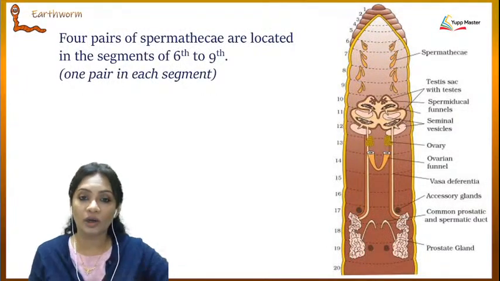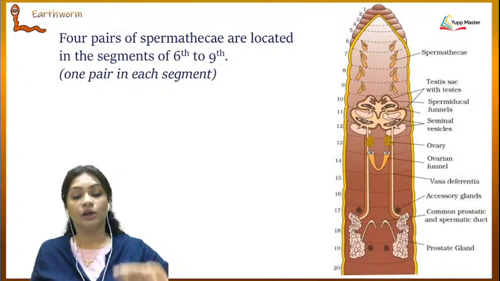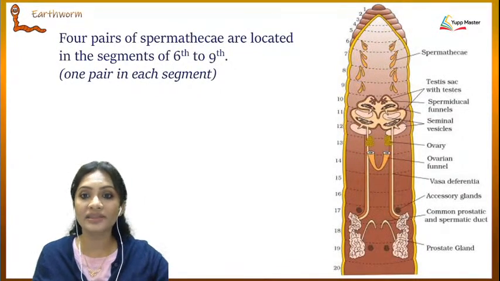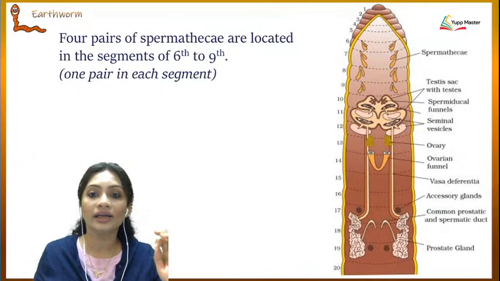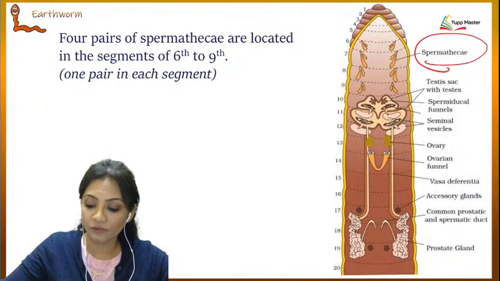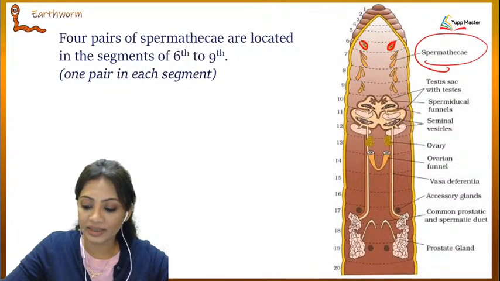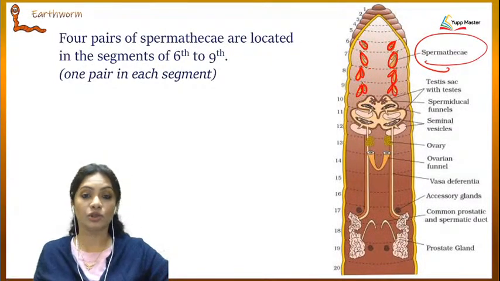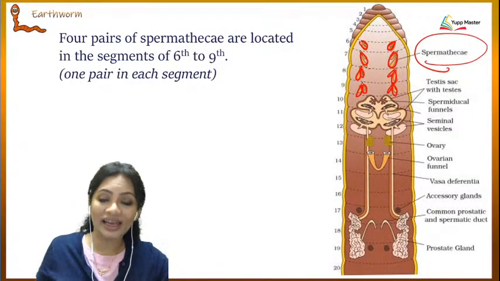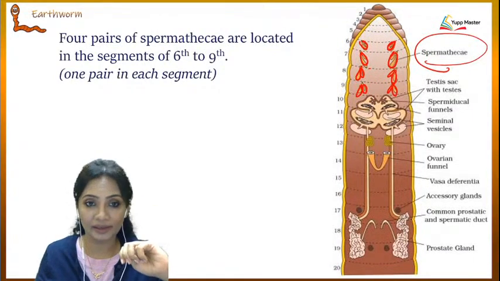Now, we also see here that there are four pairs of spermathecae which are located from segment number 6 to 9. Where are they? Look over here. Here are the spermathecae. Can you see one pair in the 6th segment, 7th segment, 8th segment and the 9th segment? So from segment number 6 till segment number 9, there are four pairs of spermathecae present.